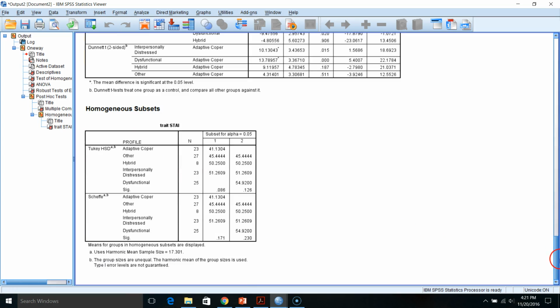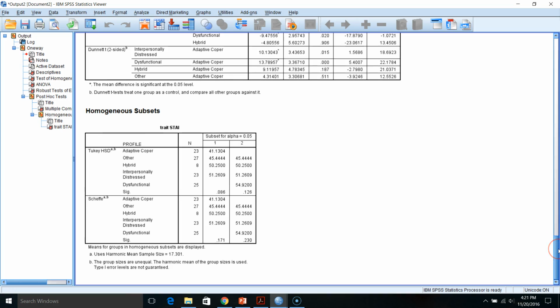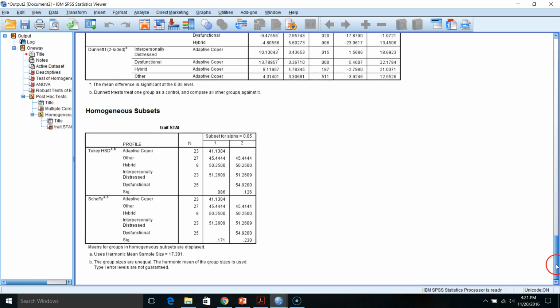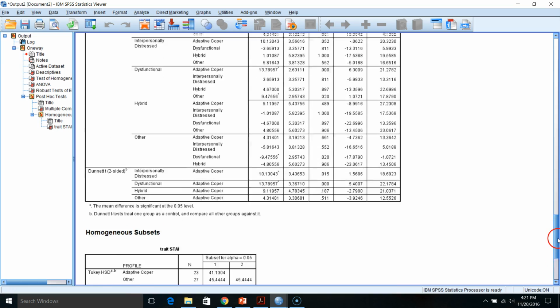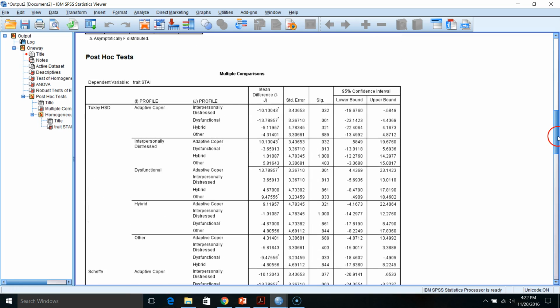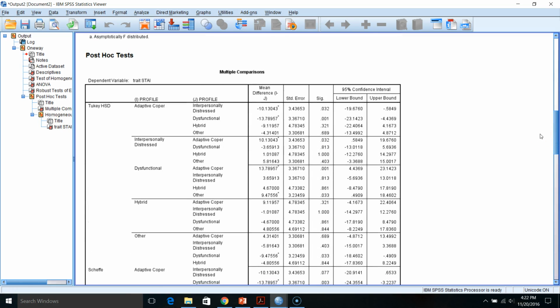Okay, and so down here we have homogeneous subsets. You can ignore that. Don't worry about it. I'm not going to hold you accountable for that. This is just a different way of displaying some of this stuff. Worry about this stuff in this table. Okay, so overall, we're seeing some differences across our comparisons. Now, at the end of the day, we're getting some similar outcomes, but you can start to see how some of these tests are more conservative than others.